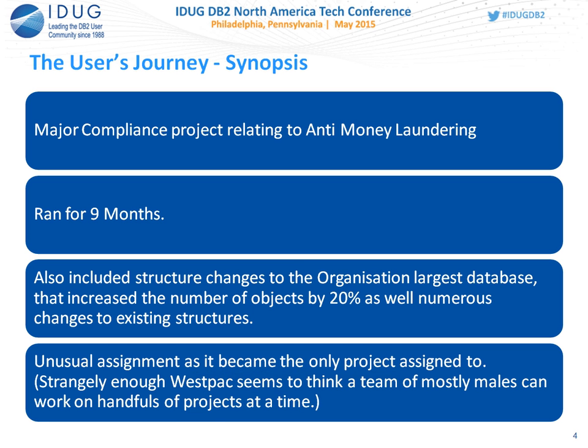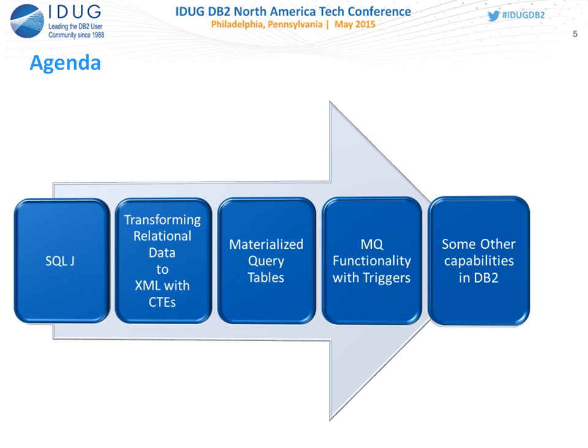So the agenda. I'm going to start by talking about SQLJ. Once I've finished with that, I'll move on to looking at how you can transform relational data into XML, use materialized query tables, also look at MQ functionality within triggers, and mention some other features that DB2 has that supports this case of it being evolved past just a pure DBMS. So starting with SQLJ, I'll go over what is it, why use it, how do we get it to work in Westpac, and some other facts and observations.